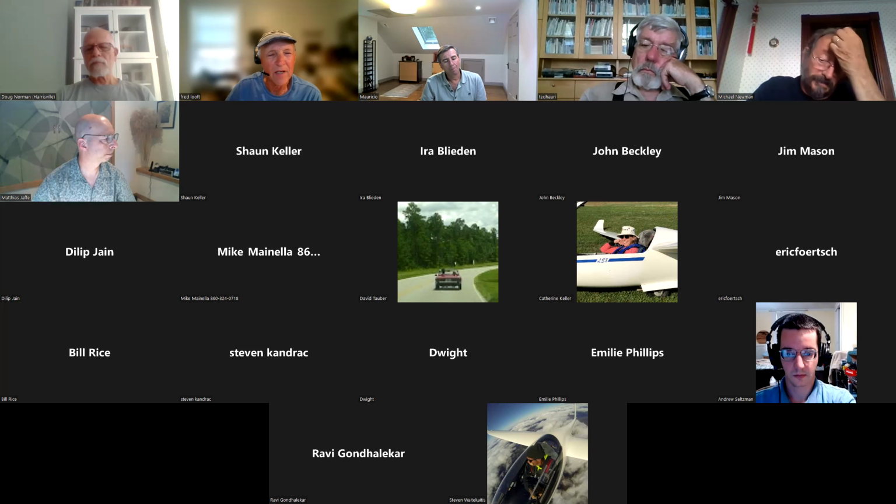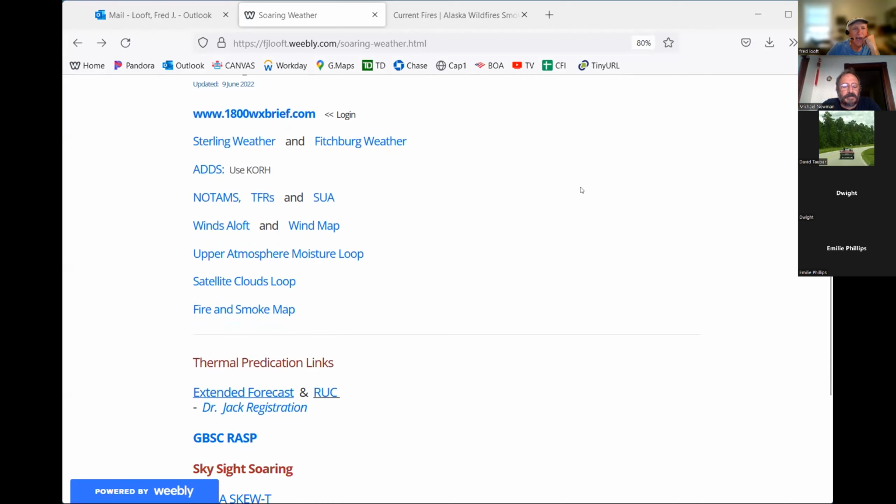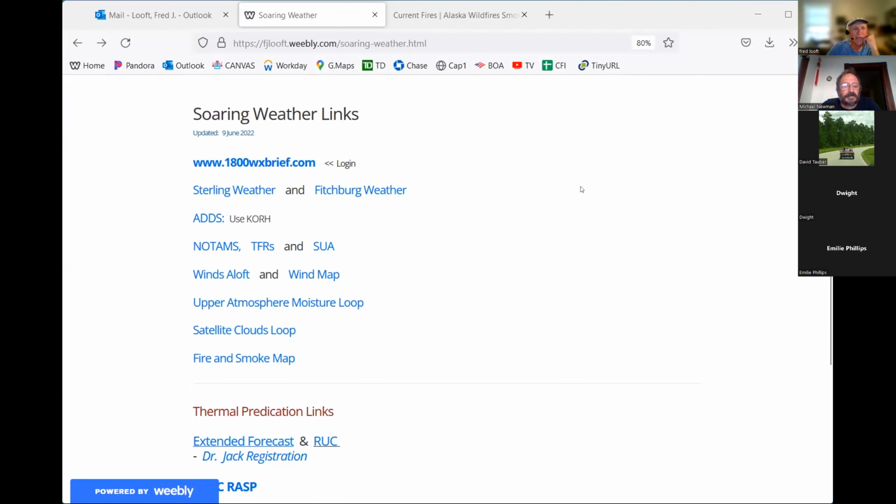Here we go. Okay, so Mike's information is really comprehensive. And as Mike said, part of it is because he flies power and all these other things. Mine is strictly focused on soaring, mostly in the lower half of New England, say from Connecticut up to the lower half of Vermont and New Hampshire. And you look at it and it literally says soaring weather links, and it says updated 9 of June. Actually, I updated it today. I forgot to do that.